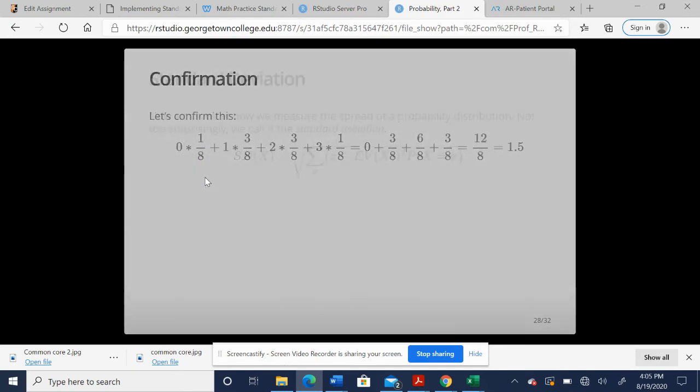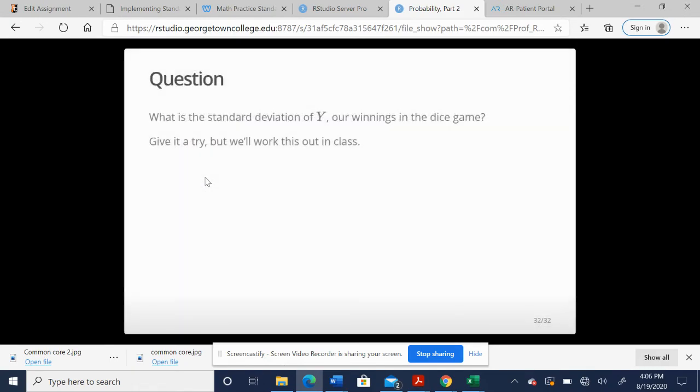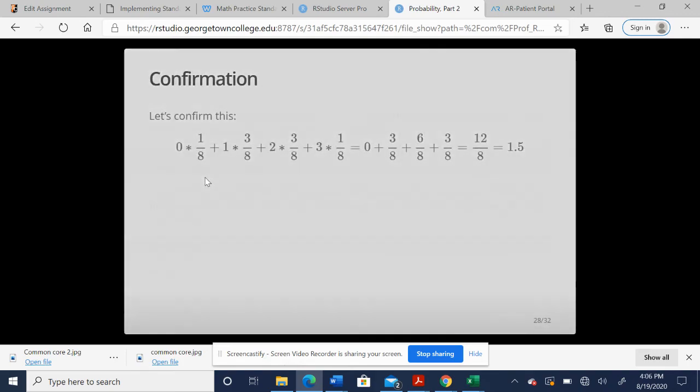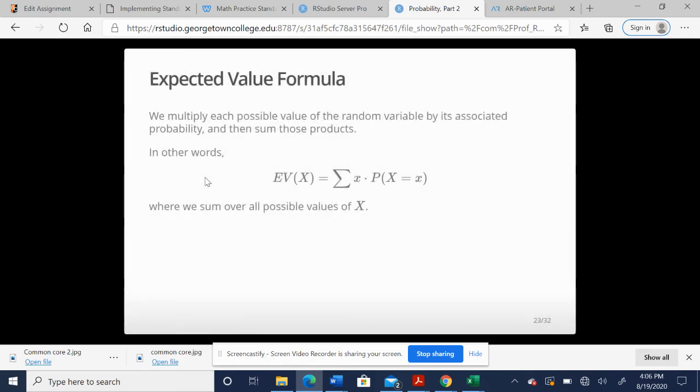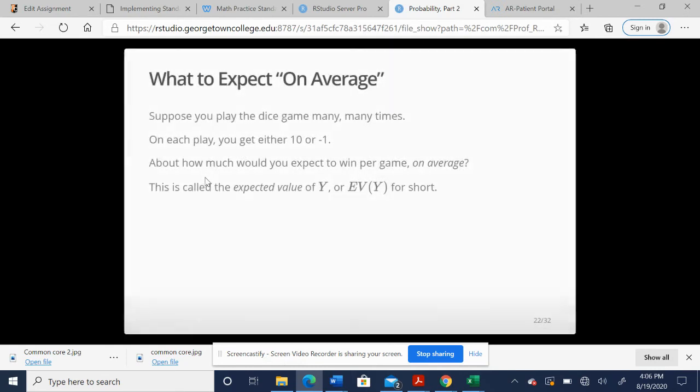When I get to expected value, again, like we said, it's what to expect on average. Suppose that you play the dice game many, many times. On each play, you either get $10 or -1. About how much would you expect to win per game on average? This is called the expected value of Y, or you'll see it notated EV(Y) for short.